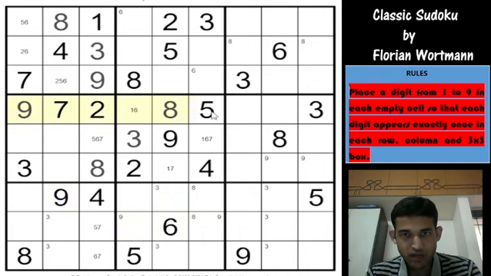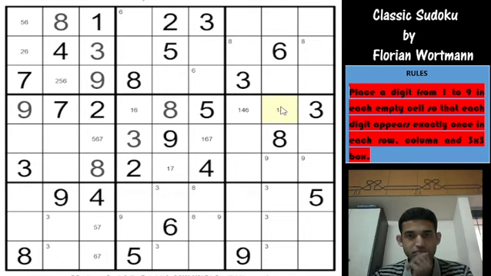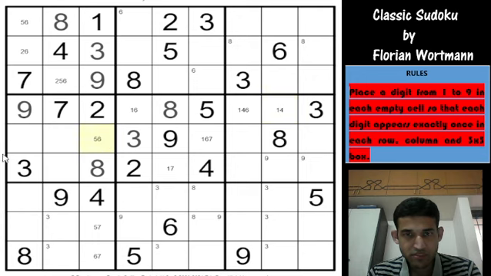Okay, let us look at row 4: 3, 5, 8, 2, 7, 9. So these two cells must be 1, 4, 6, and 6 can't go here, so that's 1 and 4. 7 can be removed from this cell, so this is 5, 6 because 7 is here. 3, 8, 2, 7, 9. So 1, 4, 5 and 6. So 4 has only one cell left, so 4 goes here. This would be 1, 5, 6.